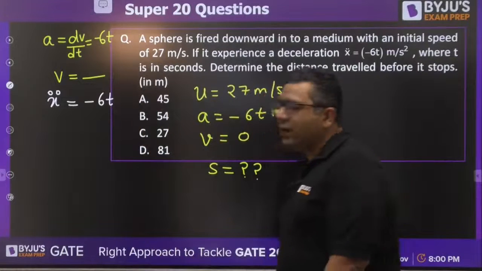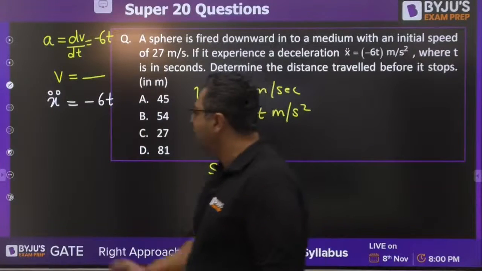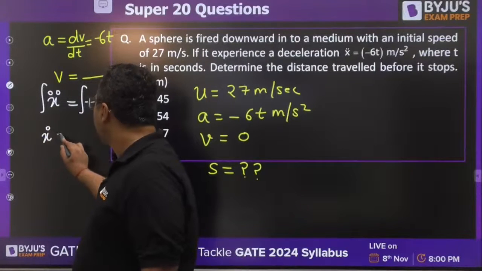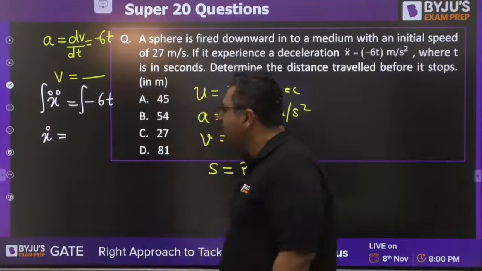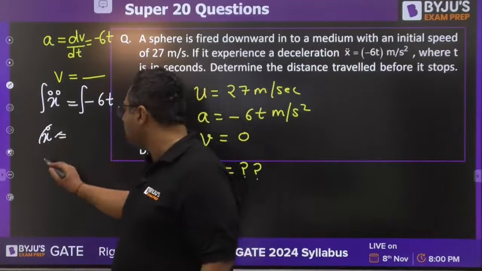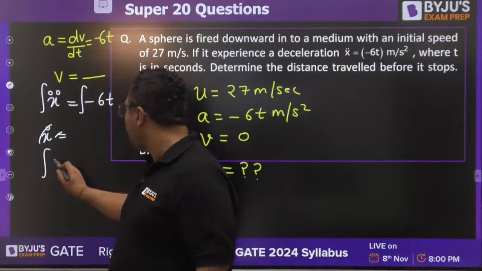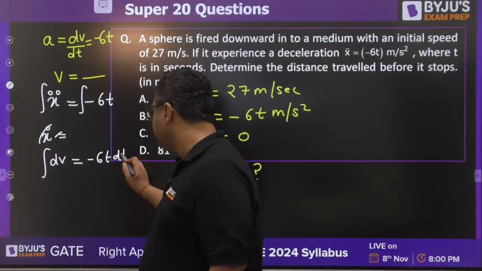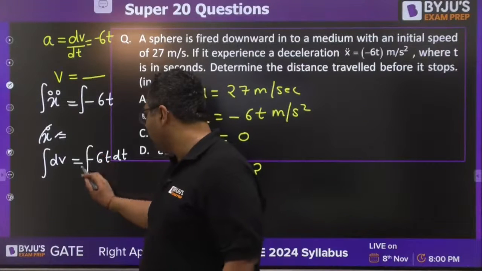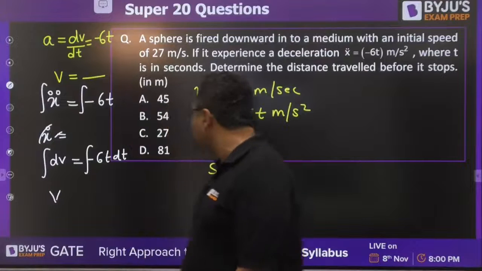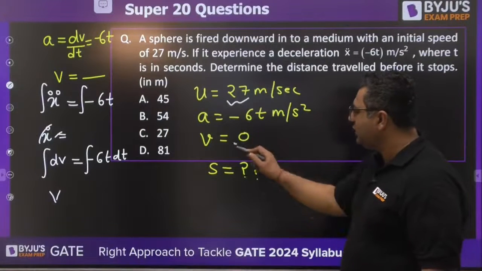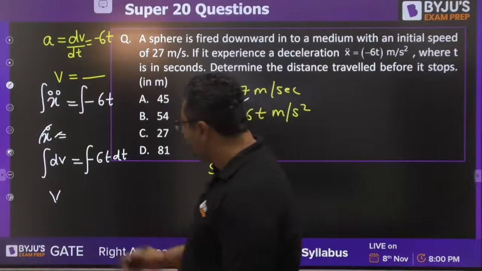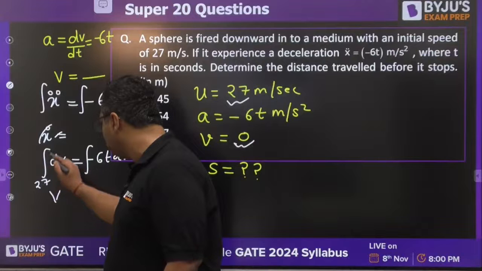So when you are going to integrate it, this will become x dot. And when you're talking about this is minus 60, obviously you can write it in this way, that it is integration of dv is equal to minus 60 dt. So when you integrate it, you will get the velocity, but you can see he is starting from 27 and going to 0. So let us say we are integrating from 27 to some velocity v.